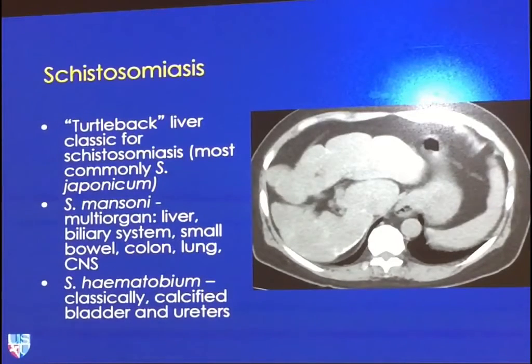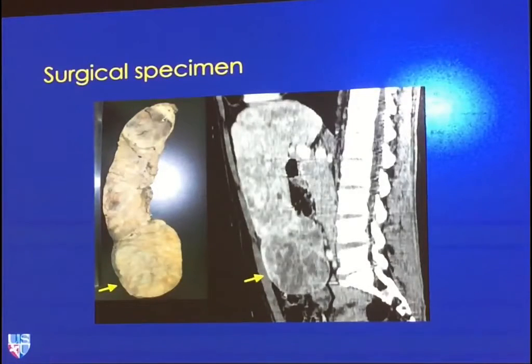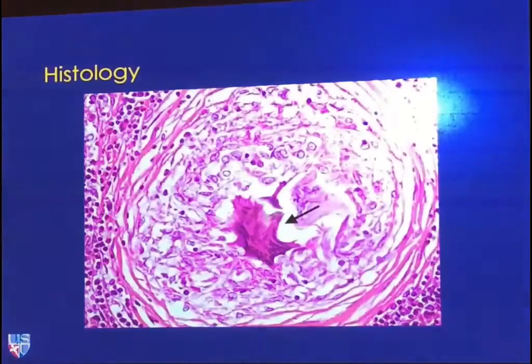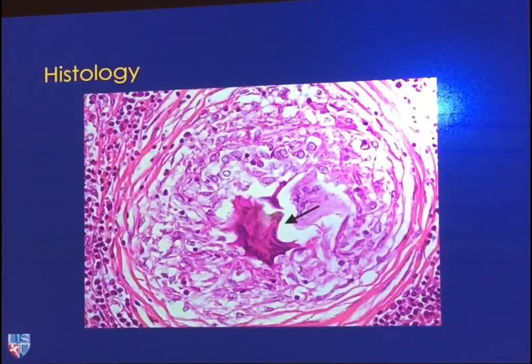Another kind of classic radiology finding, if we get a schistosomiasis infection, is this classic appearance of a calcified bladder and calcified tubular distal ureters. So we're going to run through these. Here is the surgical specimen from that case I showed you. You can see how nicely the surgical pathology matches up with the CT image. Here is the pathology of the disease with that big bladder.